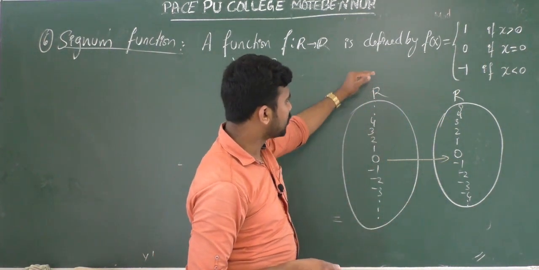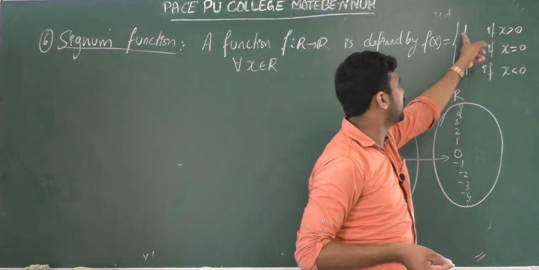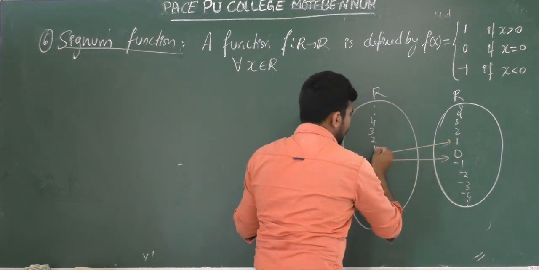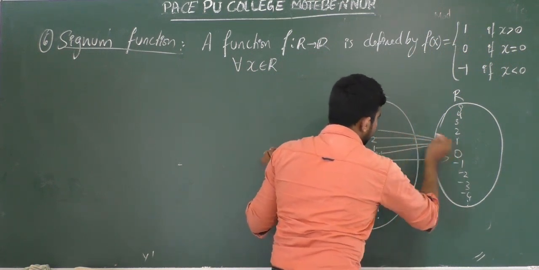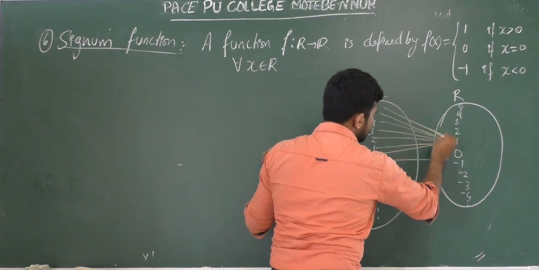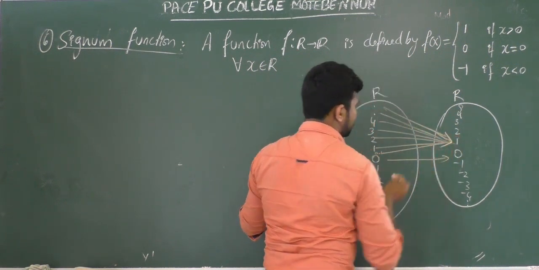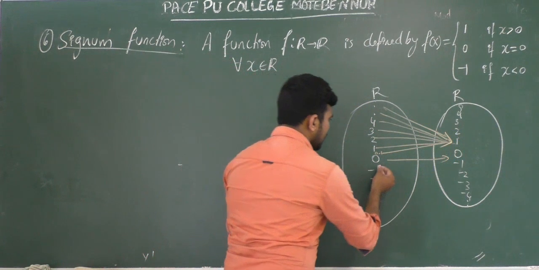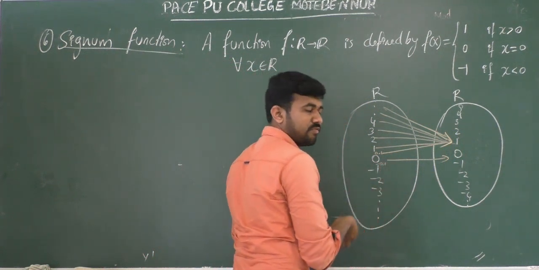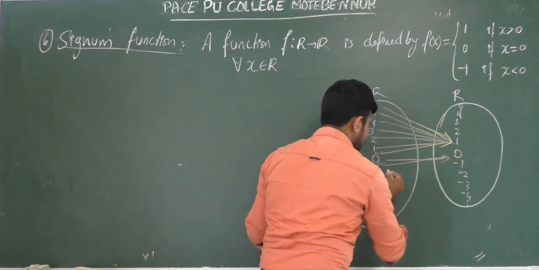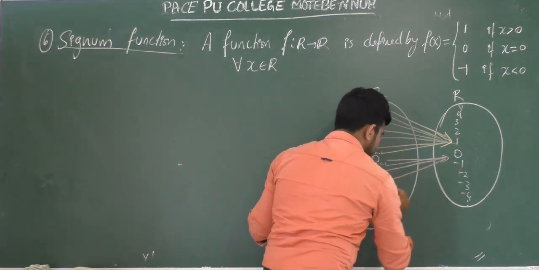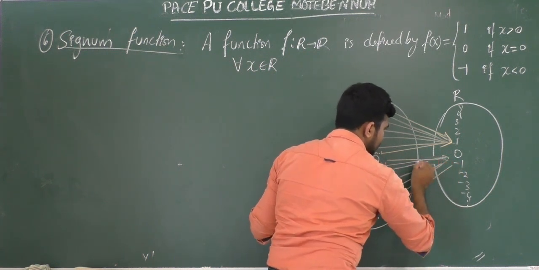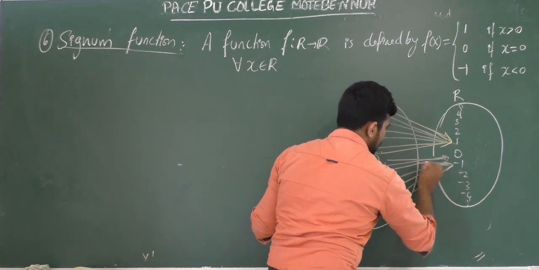But if you consider any positive real number, if x is greater than 0, image is 1. Means here, if you consider 0.1 also, its image is 1. If you consider 1 or 2, 3, 4, any number if you consider, its image is one fixed number, that is 1. Okay. Similarly, if you consider any negative real number like minus 0.1 or minus 0.5, any decimal number also, any negative real numbers you can consider, its image is this number, that is minus 1.